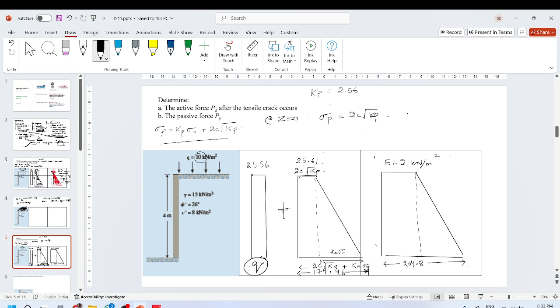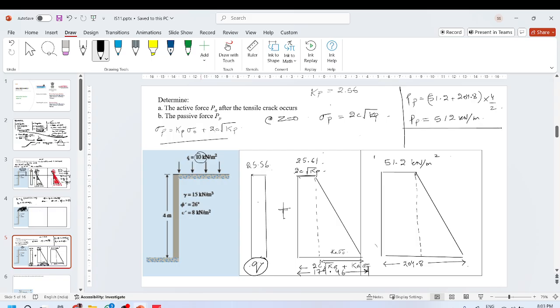Then you calculate the area of this trapezium. PP will be 51.2 plus 104.8 into 4 by 2, which gives 708.